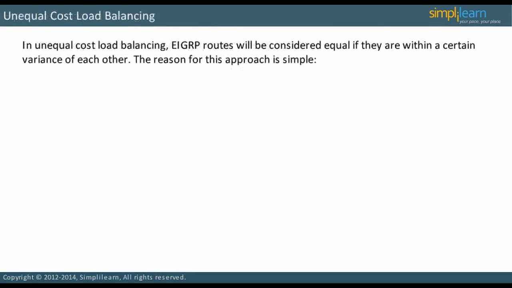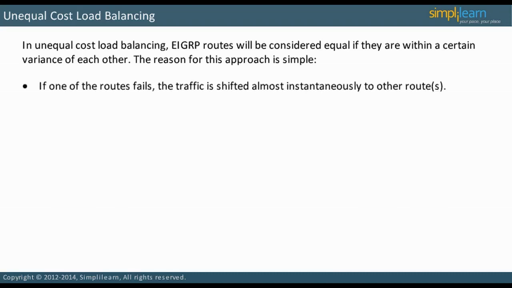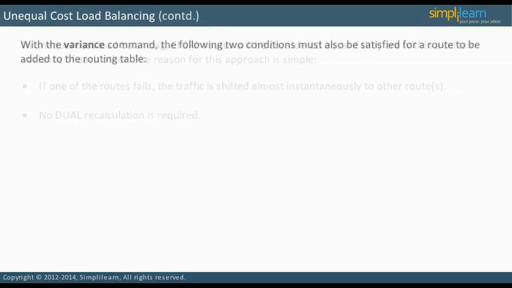In unequal cost load balancing, EIGRP routes will be considered equal if they are within a certain variance of each other. The reason for this approach is simple. If one of the routes fails, the traffic is shifted almost instantaneously to the other route or routes. No DUAL recalculation is required. Let us discuss how to configure this in the next slide.